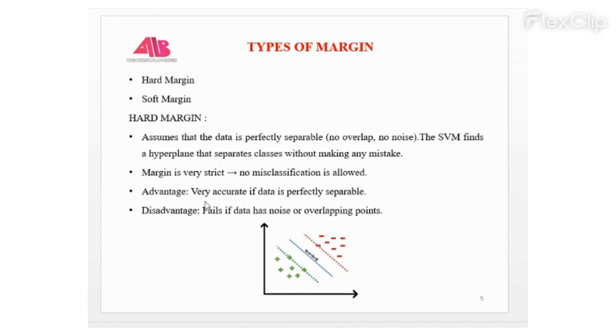The major advantage of the hard margin support vector machine is that the data points are perfectly separated with zero errors and the model becomes very accurate. The major disadvantage of the hard margin support vector machine is that if even a few points are noisy, overlapping, or in a wrong place, the hard margin completely fails and it cannot handle messy or imperfect data.